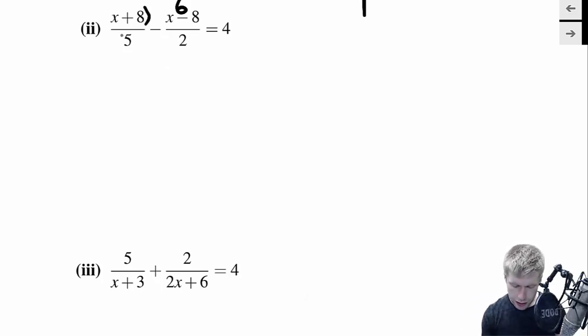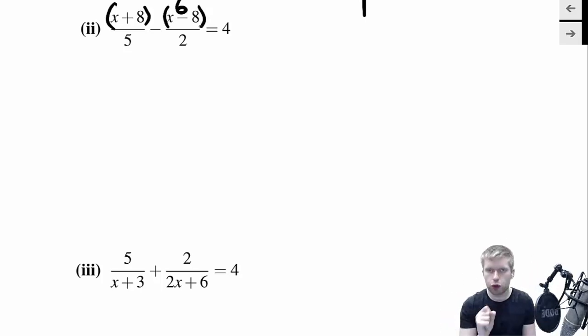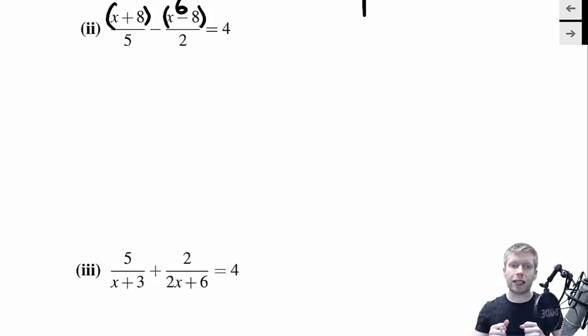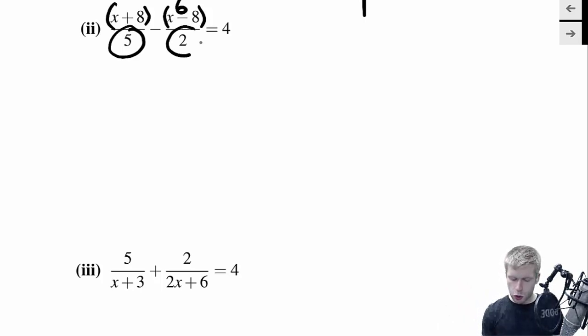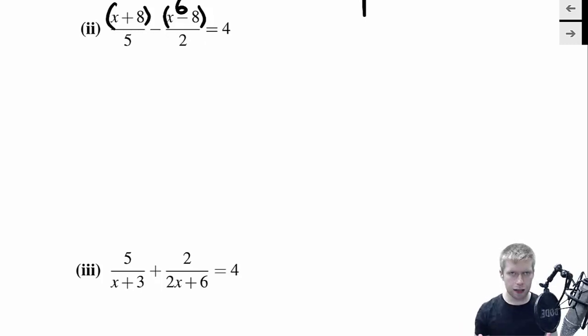I am just going to put brackets around the x plus 8 and the x minus 8, just to remind me that they are kind of separate. I'm subtracting those entire two things from each other. But if I want to get rid of the denominators, I can get rid of them in one fell swoop. I can do that by seeing, well, okay, I've got a 5 on this side and a 2 there. So if I multiply through by, I don't know, 10, then that will get rid of everything on the denominator.